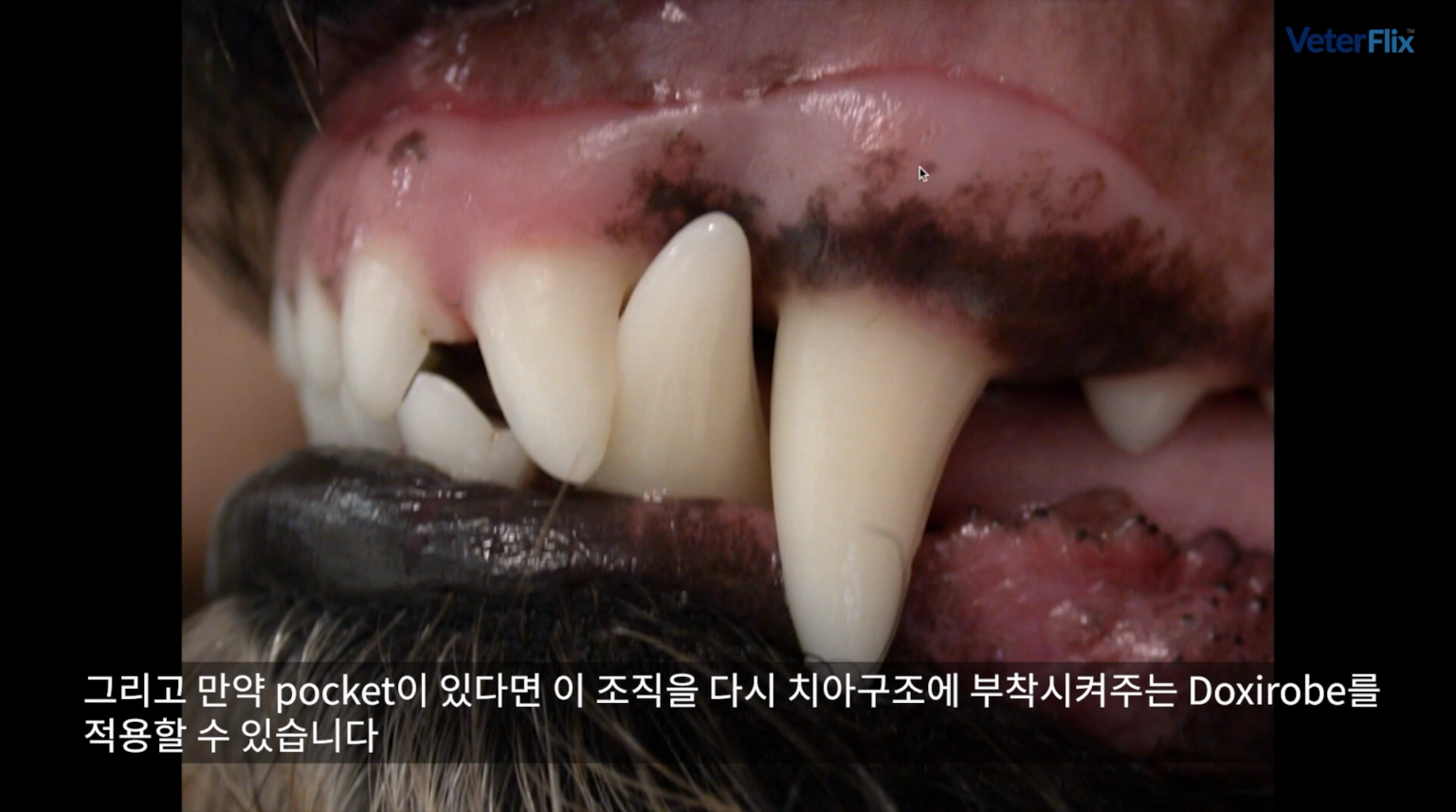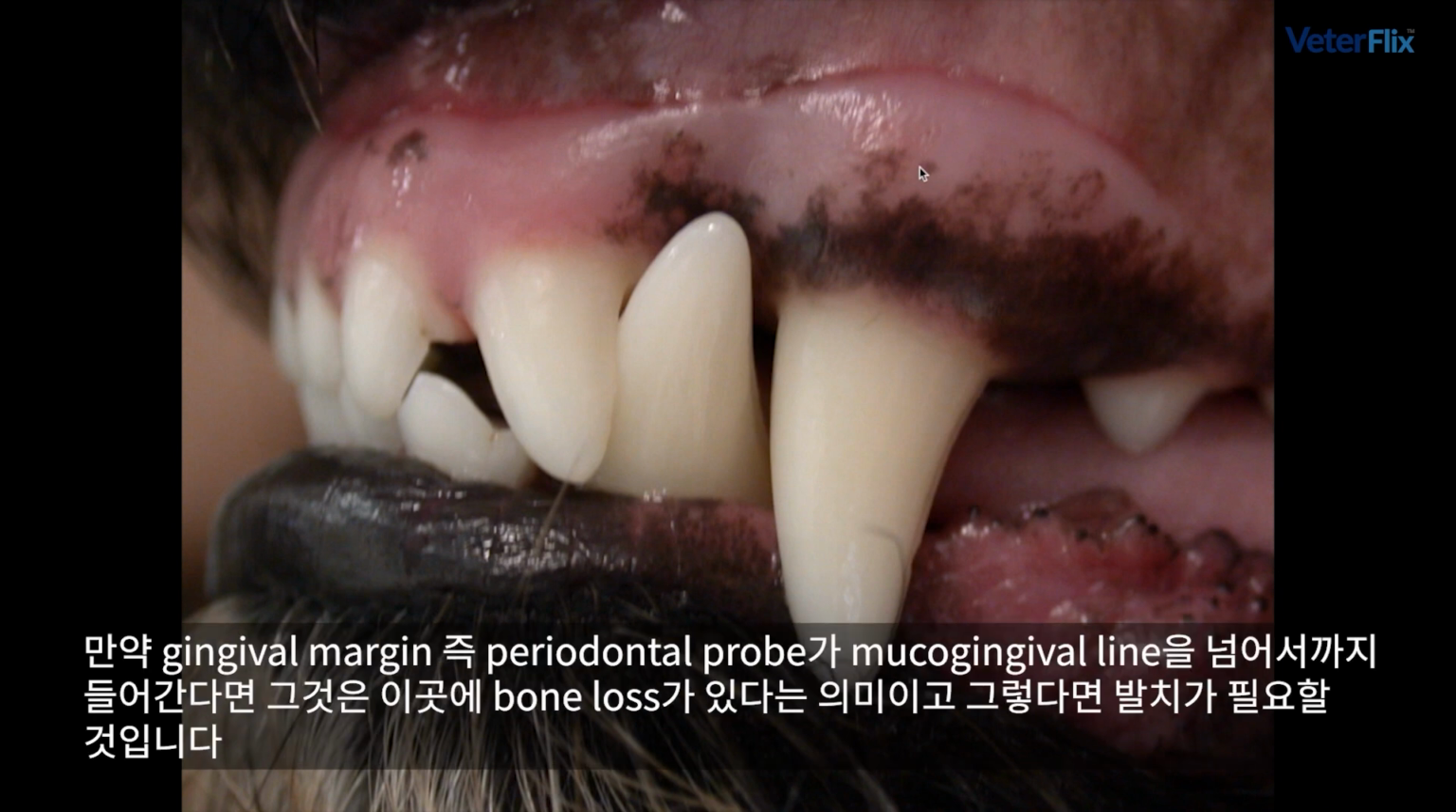to the tooth structure. If we're beyond this gingival margin, or this mucogingival line, and the periodontal probe carries beyond that, this is all going to be bone loss here. This is likely going to be an extraction at this point.